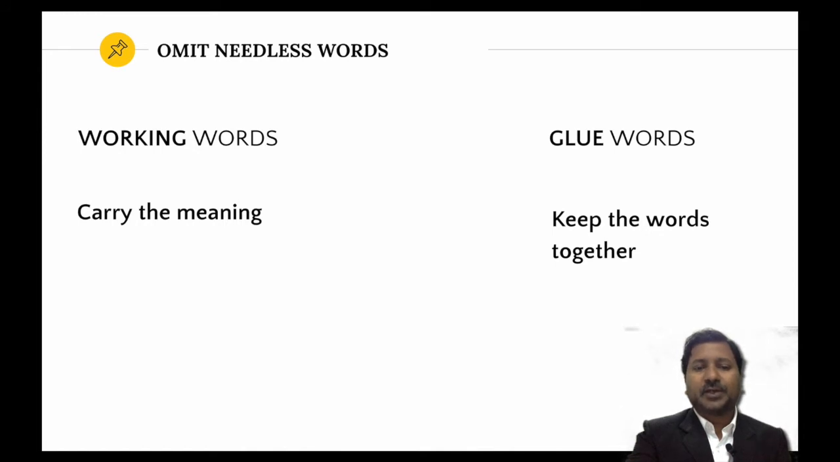When you find too many glue words, consider it a sign of bad sentence construction. Take it apart and reshape the pieces to fit tighter and cleaner. While working words show the action, the glue words show the connection.